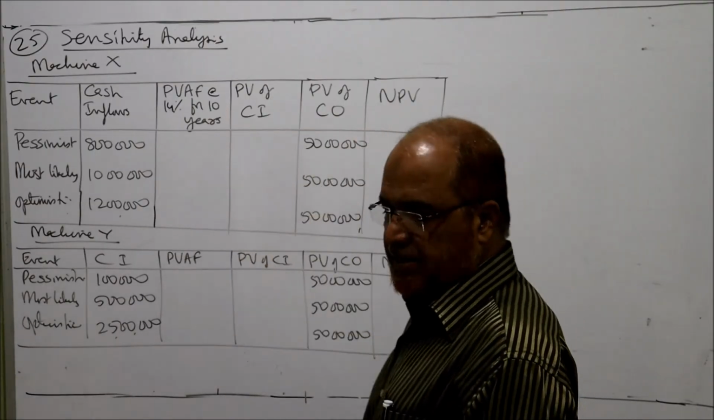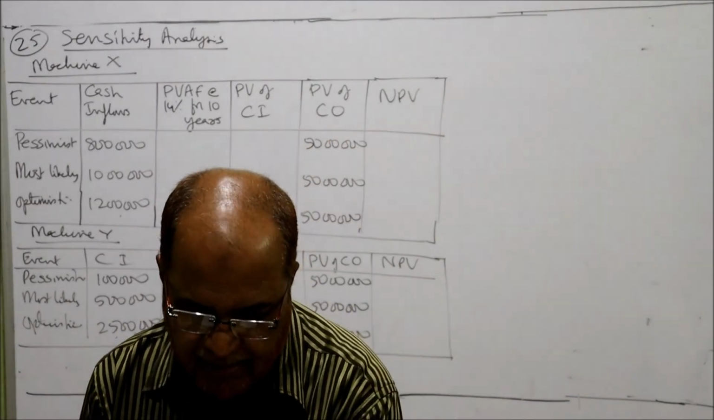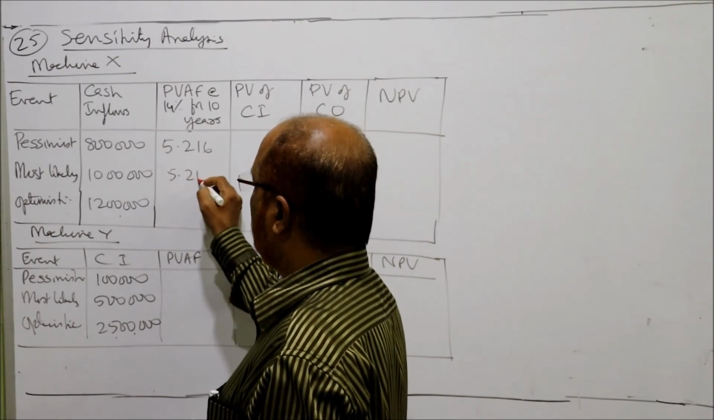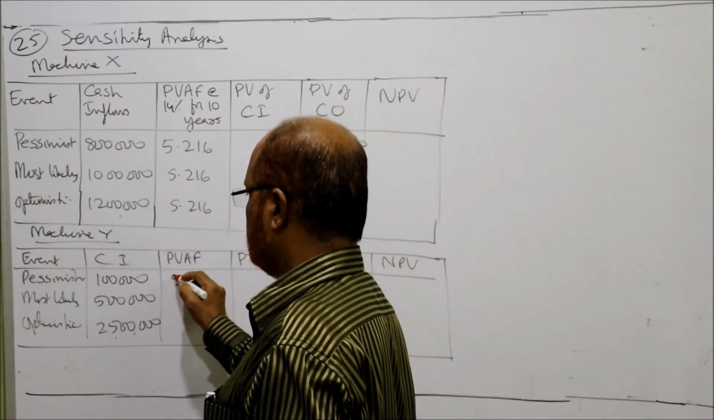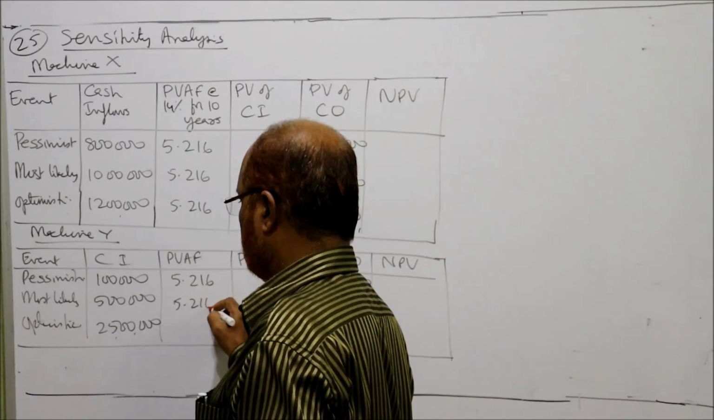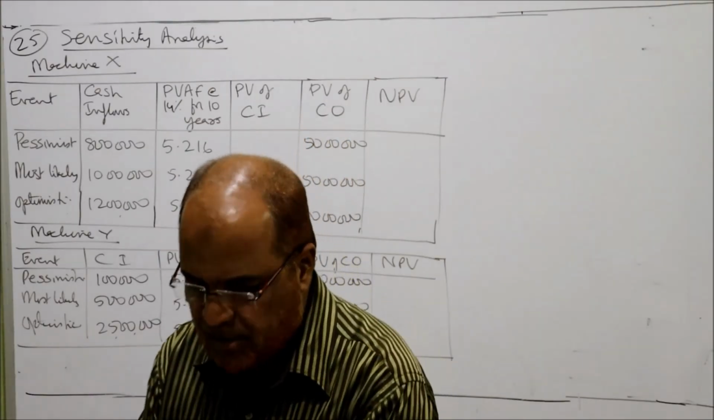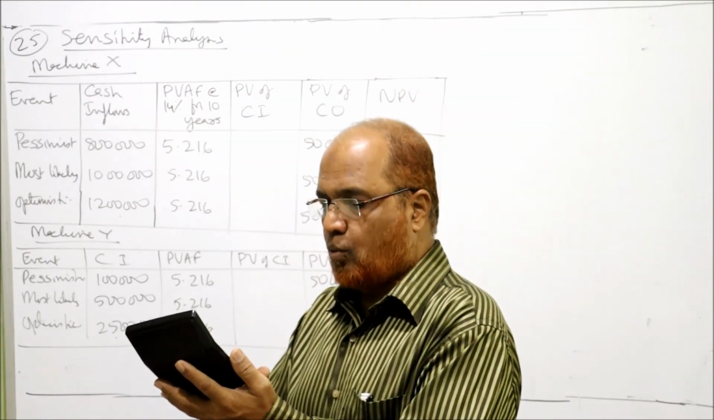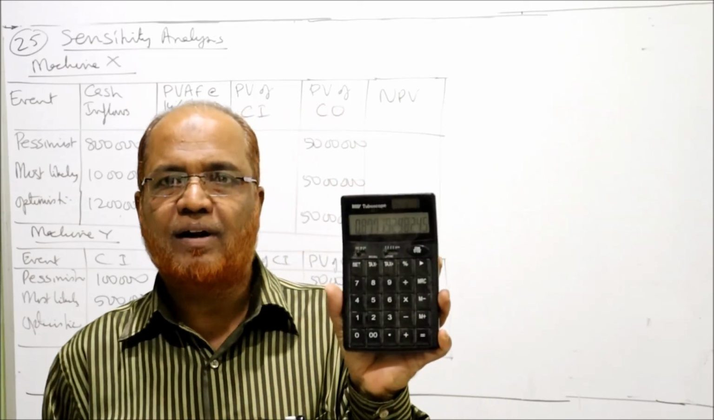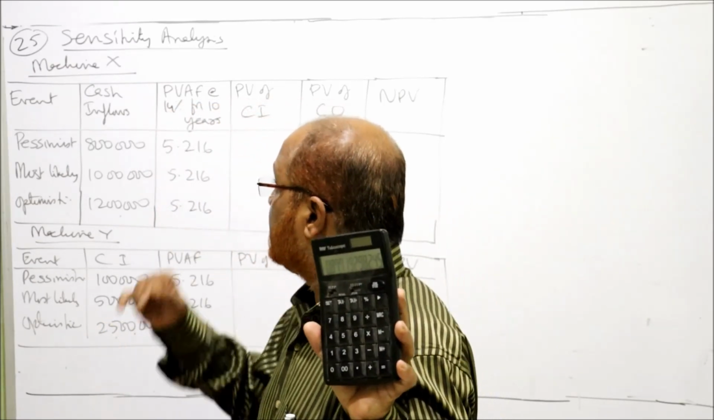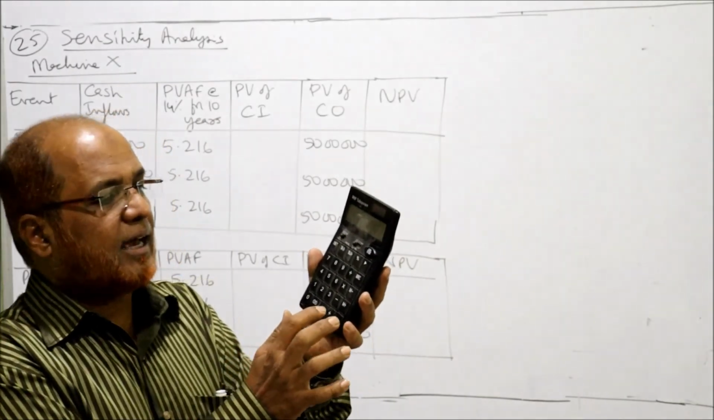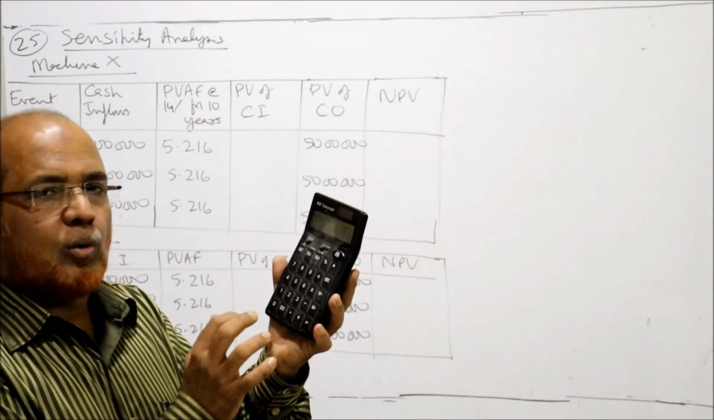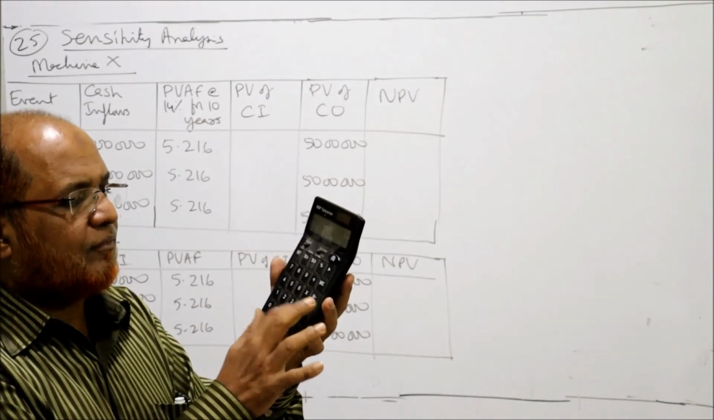That's it. Now 14% 10 years. 14% 10 years will get 5.216. 14% for 10 years. We'll confirm it. I'll show you. 1 divided by 1.14 is equal to 1 divided by 1.14. How many years? 10 years. So first year we have calculated and we have put it in memory. 1 year ho gaya. Is equal to M, 2, 3, 4, 5, 6.